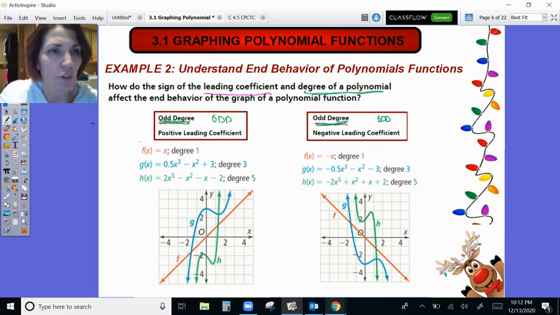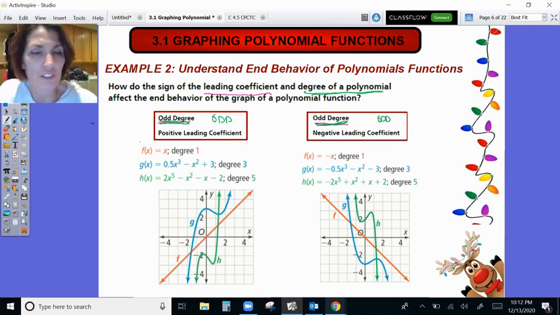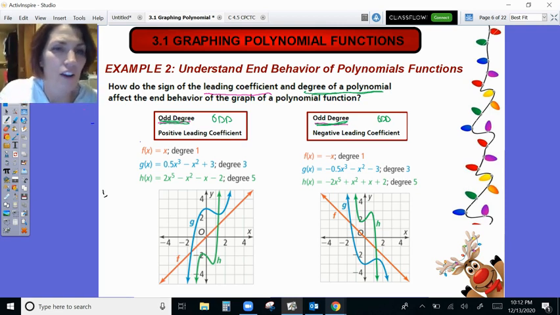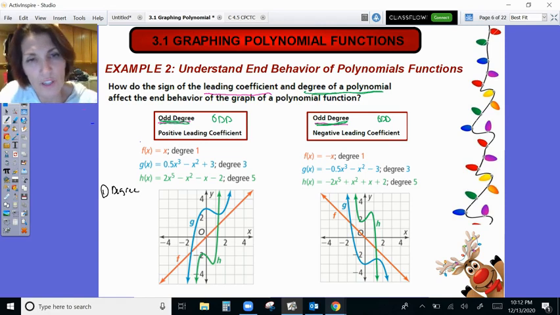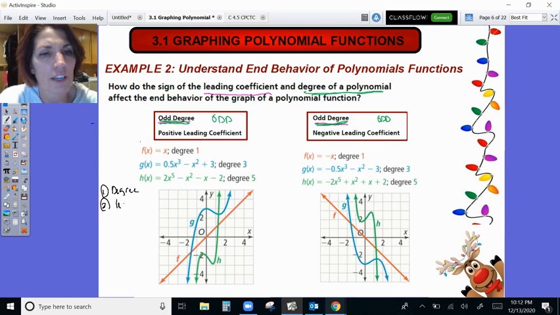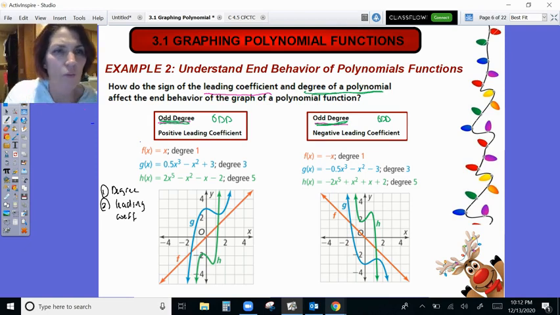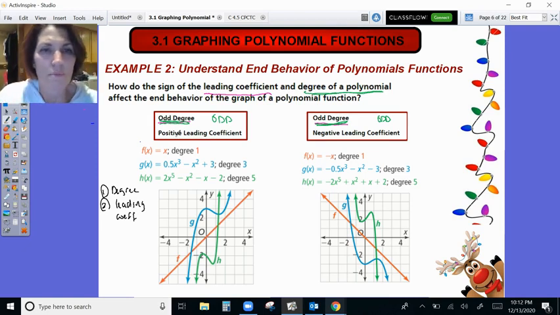Okay, the next thing we're going to look at is our leading coefficient. So remember, the first thing we always look at, number 1, is going to be my degree. That's going to tell me what my ends are doing. Are they going opposite or the same direction? Number 2, I'm going to be looking at the leading coefficient. Once I look at the leading coefficient, that's going to tell me what's going on with my ends. So if my leading coefficient is positive, it's always going to be going up on the right-hand side, just like a line.